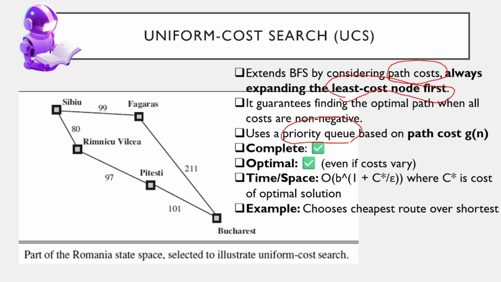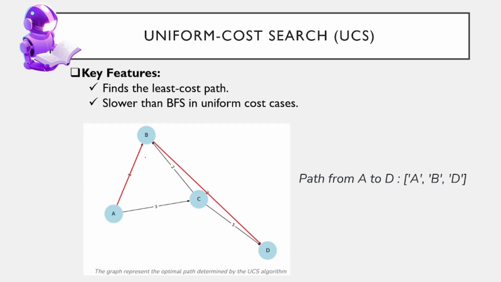Let's take an example. If you see the example for path cost, every edge has an associated cost. A to B costs 2. Then A to C costs 3. Then B to D costs 3.